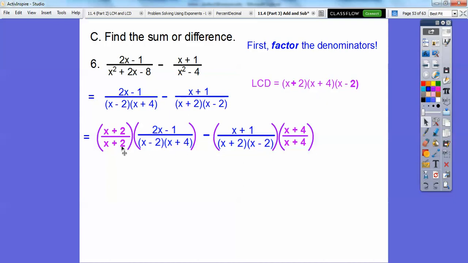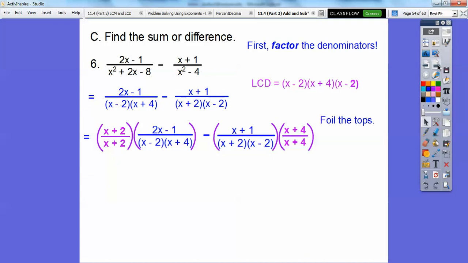Anyway, so the missing piece right here. So this one's missing the x plus 2. So we multiply it by x plus 2 over x plus 2. This fraction's missing the x plus 4. So we multiply it by x plus 4 over x plus 4. Okay, you guys with me? All right, so now notice this denominator is x plus 2, x minus 2, x plus 4. So we're good on the denominators. We have common denominators. Now we get to FOIL out this top times this top.